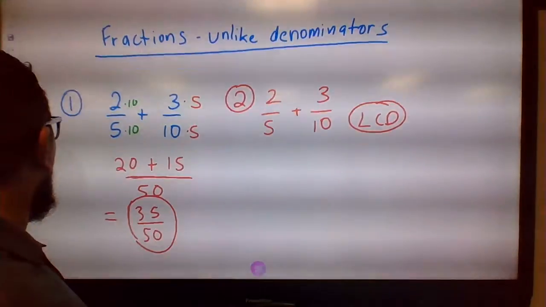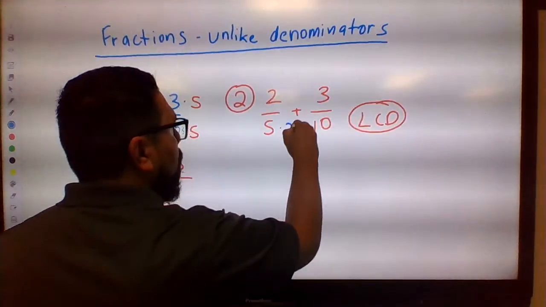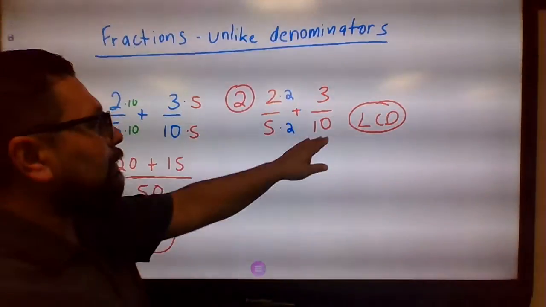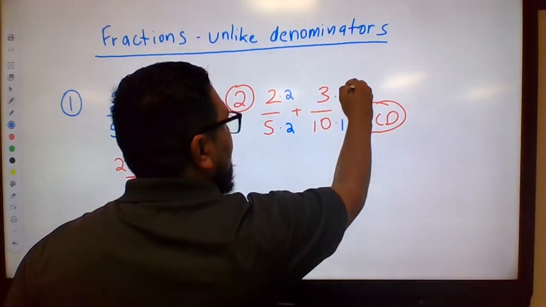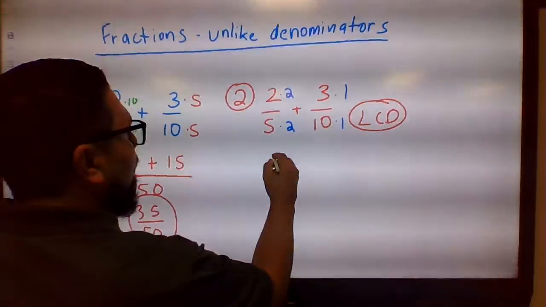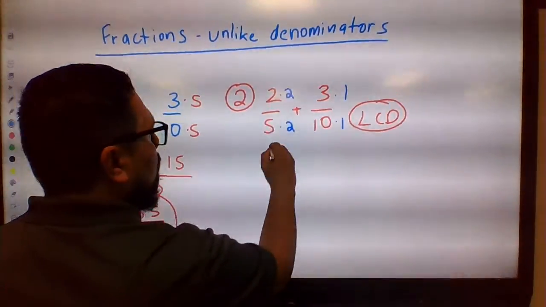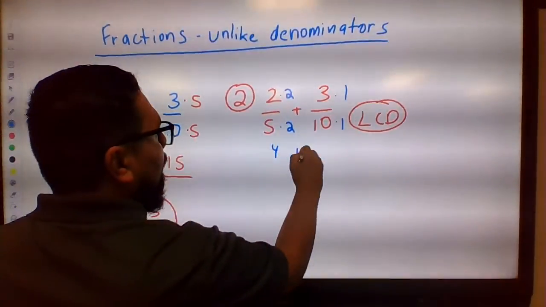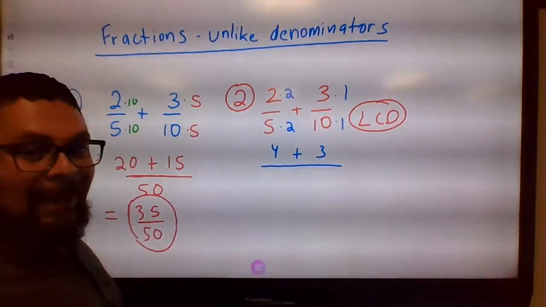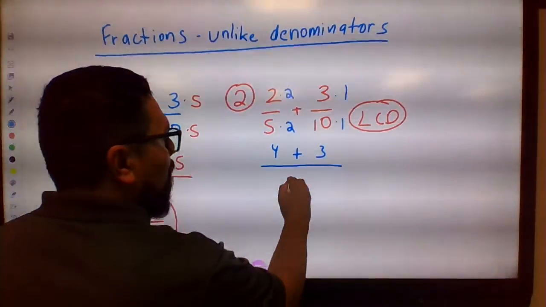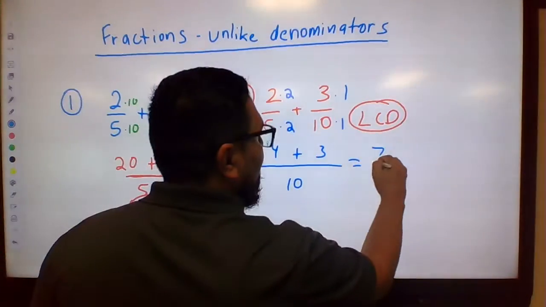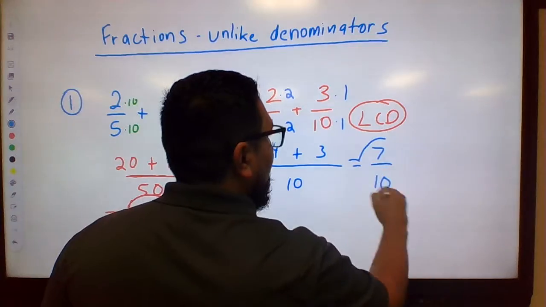So when you multiply them, you're going to multiply this times 2 and this times 2. Okay, and this one times 1 and this times 1, just so that we can multiply both sides. Then after that, you're going to get 2 times 2 is 4 plus 3. And on the bottom, 5 times 2 is 10. This is 10, so on the bottom is 10. So 4 plus 3 is 7 over 10.